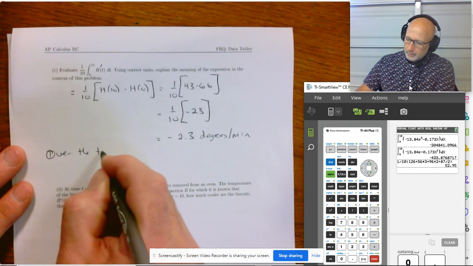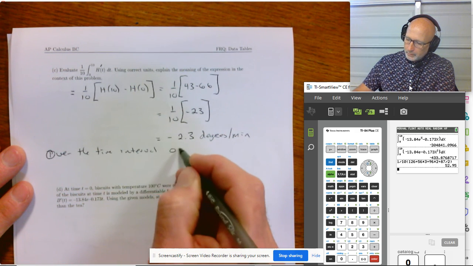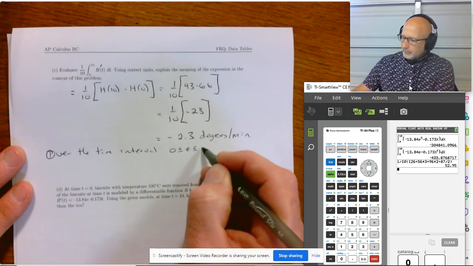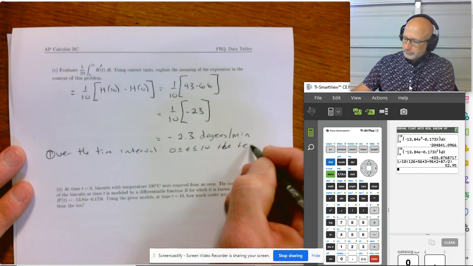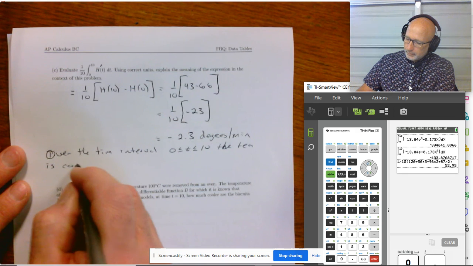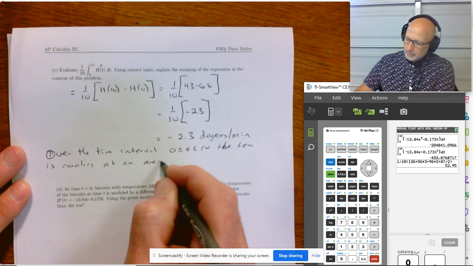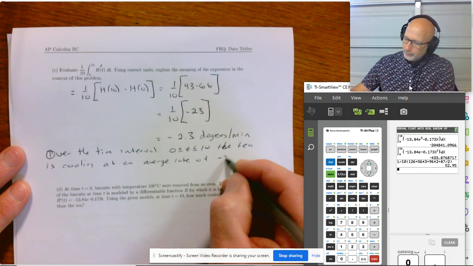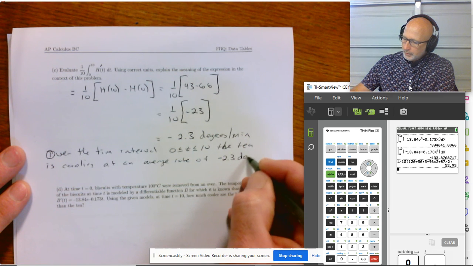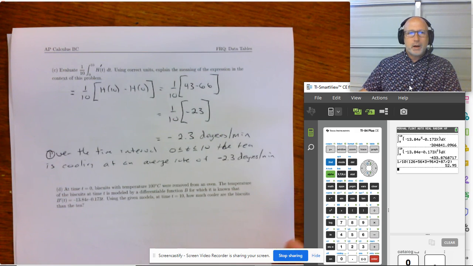And what this means is over the time interval 0 less than or equal to t less than or equal to 10, the tea is cooling at an average rate of negative 2.3 degrees per minute. That means every minute it goes along, it should go down on average by 2.3 degrees.